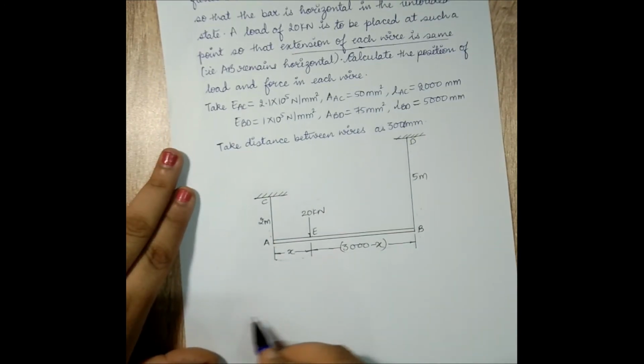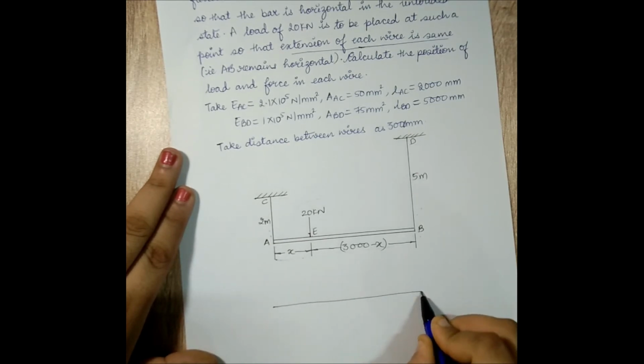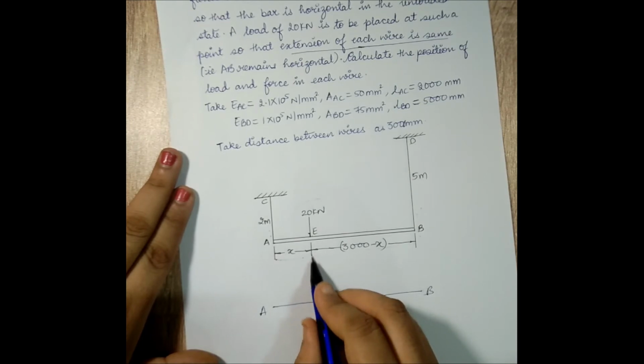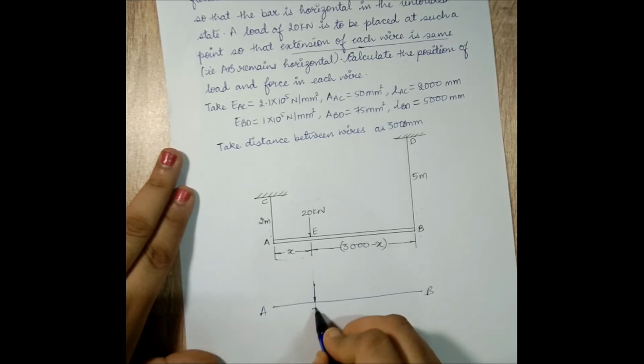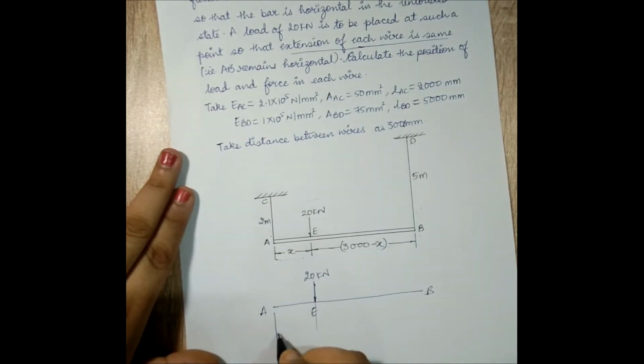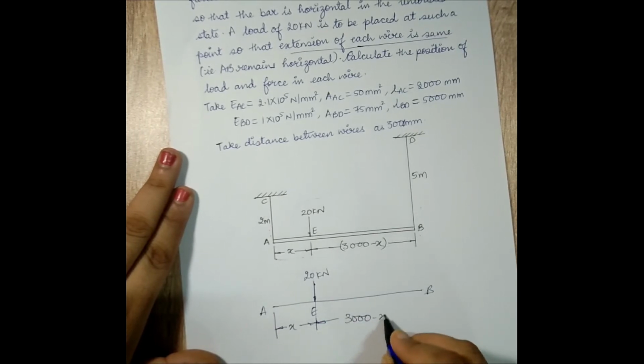The first thing that I'll do is I'll draw the FBD of it. So I'll draw AB. Then I'll draw this E, which is 20 kilonewton. This distance is x. This distance is 3000 minus x.